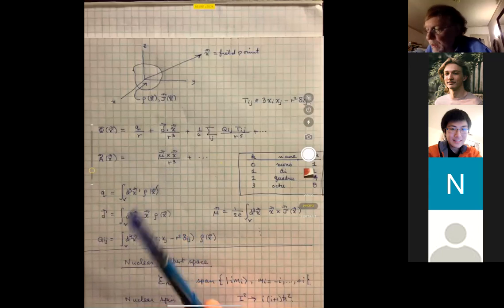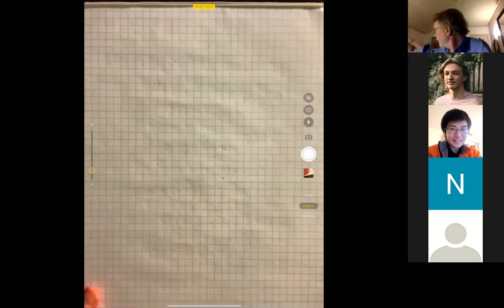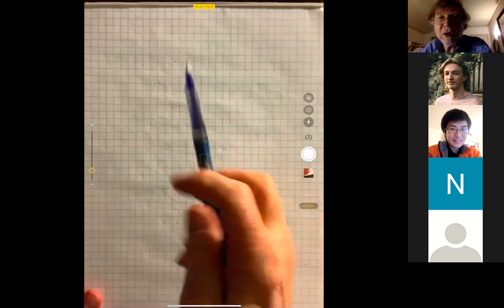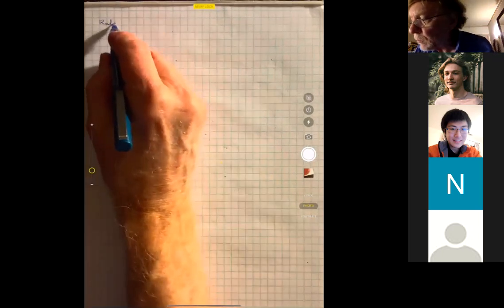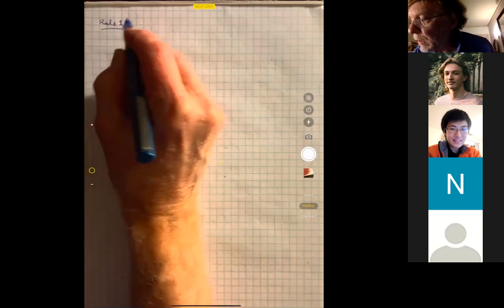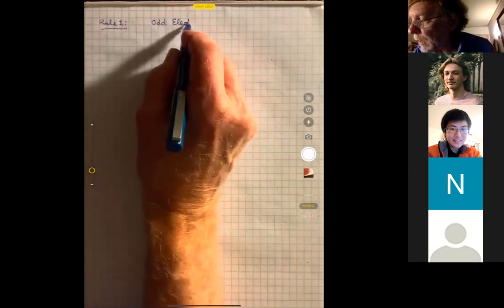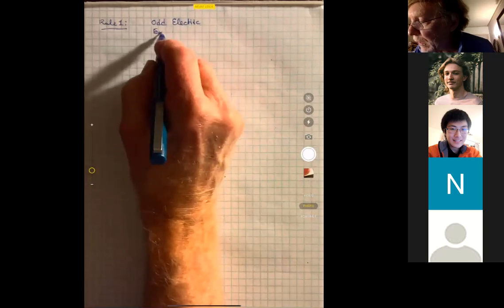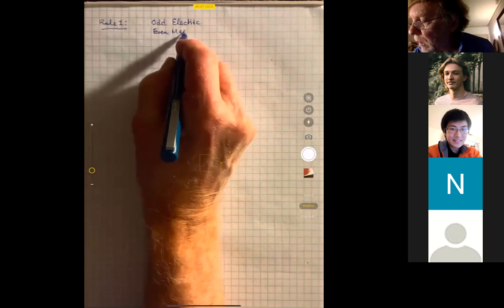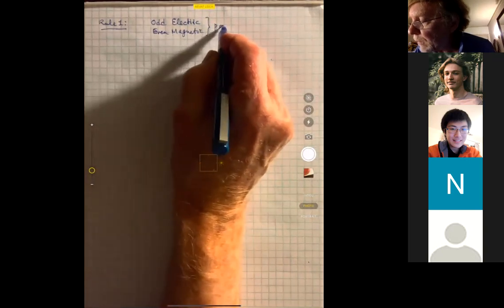There are some that are forbidden, and I want to tell you now about which ones are allowed and which ones are forbidden. There are basically two rules which govern which multipole moments are allowed in a nucleus. So rule one is this. Rule one says that odd electric poles and even magnetic poles are forbidden.